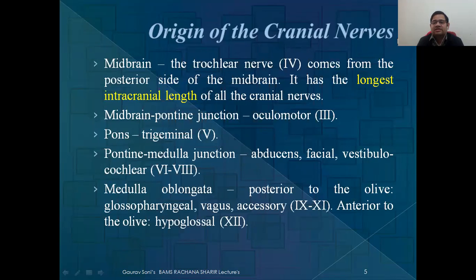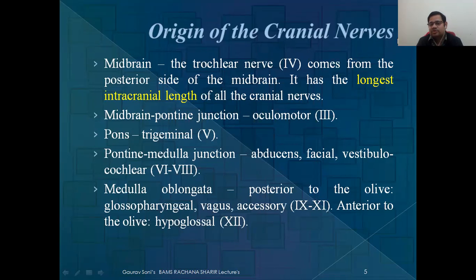From the midbrain, the trochlear nerve comes from the posterior side of the midbrain. An important note is that it has the longest intracranial length of all cranial nerves. Intracranial length we are talking about. At the midbrain and pontine junction, it is the oculomotor, that is third. From the pons, it is the trigeminal, fifth. At the pontine and medulla junction, it is 6 to 8, that is abducens, facial and vestibulocochlear, that is the auditory nerve. And from the medulla oblongata, posterior to the olive, will be the glossopharyngeal, vagus, and accessory, that is 9, 10, and 11. And anterior to the olive, it will be the hypoglossal.